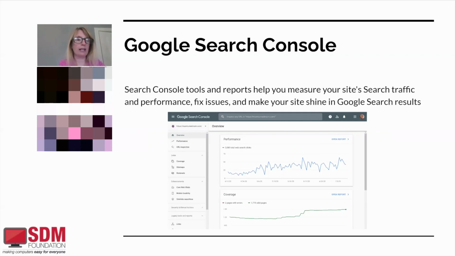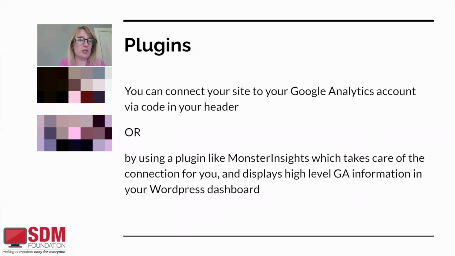And then you can connect your Google Analytics and Google Search Console accounts together so that you can see all of that information easily. In order to make the final connection, once you have those accounts, you do need to either add some code into the header of your site with your Google Analytics tag in it, or you can use a plugin to do that. There are a number of different Google Analytics plugins which will make the connection for you without you needing to add any code anywhere. Monster Insights is one. I think we have ExactMetrics on the SDM site.